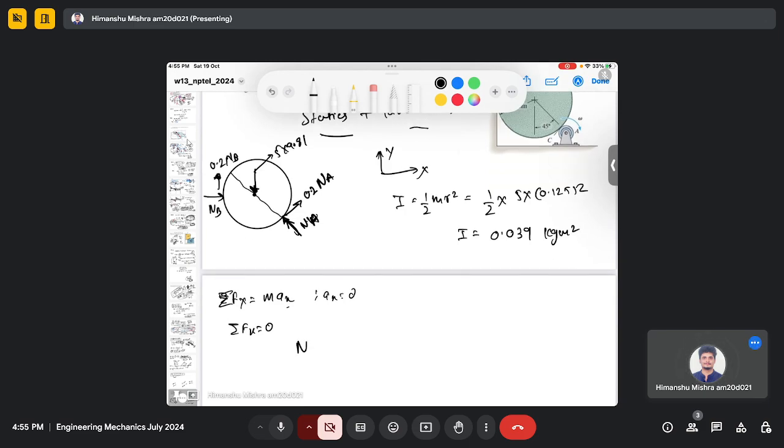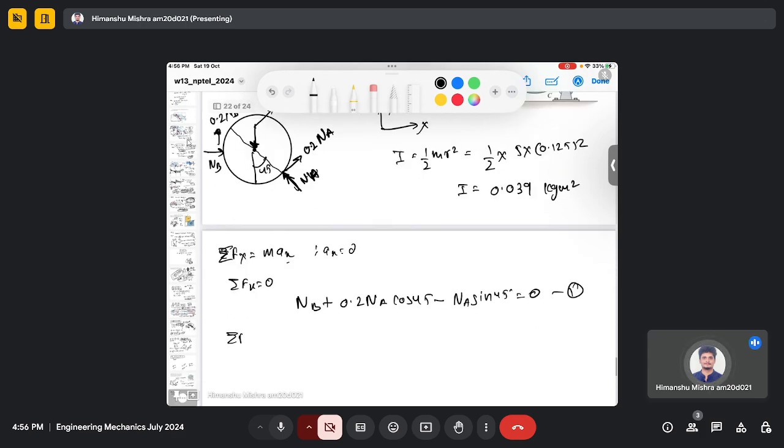So if you do the force balance analysis, it will be NB plus 0.2 NA cos 45 minus NA sin 45 equals 0. So this is equation 1.